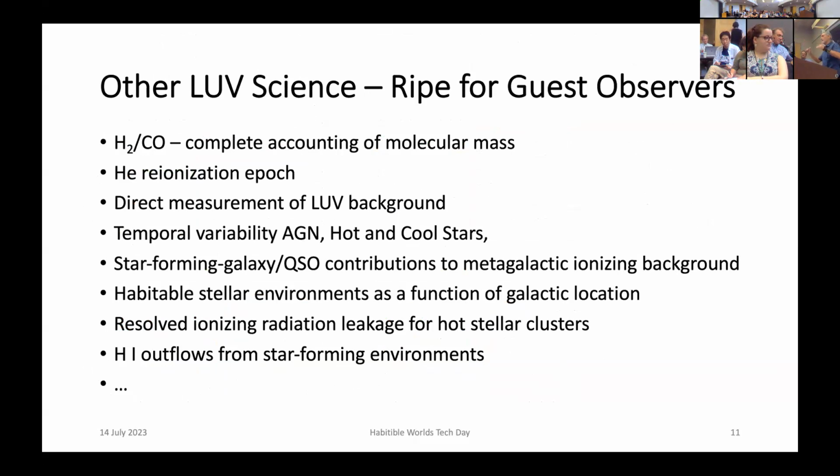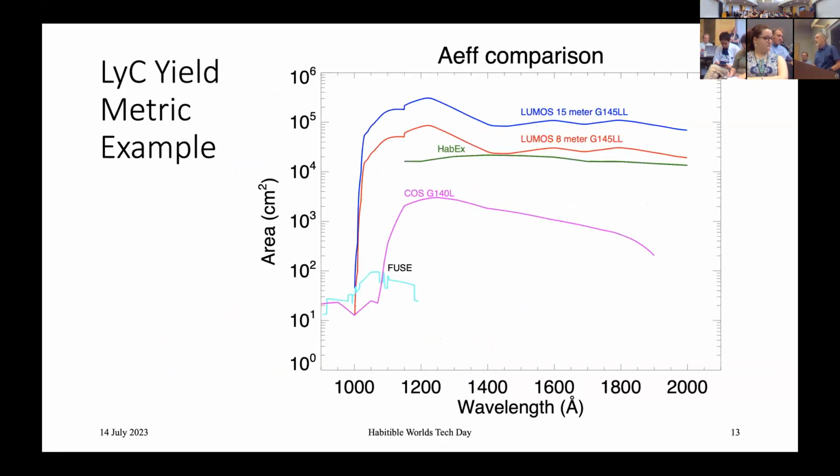There's a whole lot of LUVOIR science that has been gone over in pretty good detail over the past week. I'm not going to get into that. But what I am going to give you is a way that we do a metric, a Lyman continuum yield metric, as an example of how we take spectroscopic modeling and try to determine how many objects we can actually see. So here are effective area curves for the far ultraviolet.